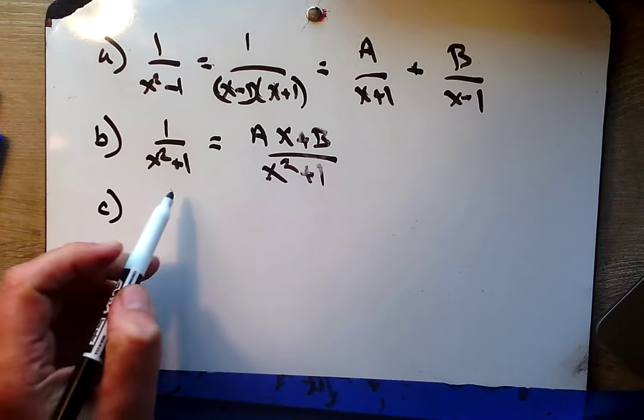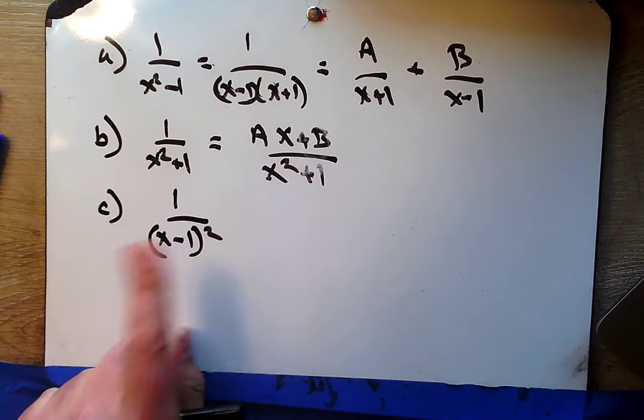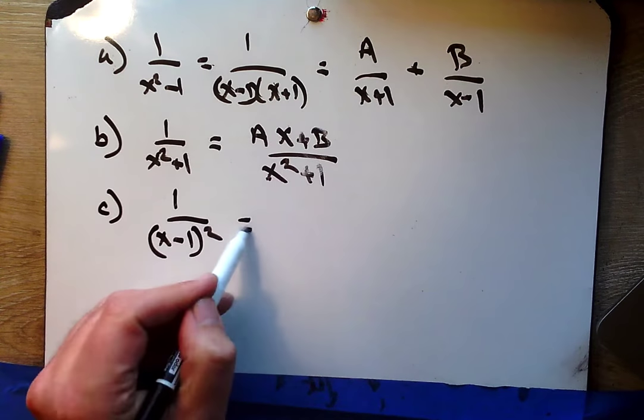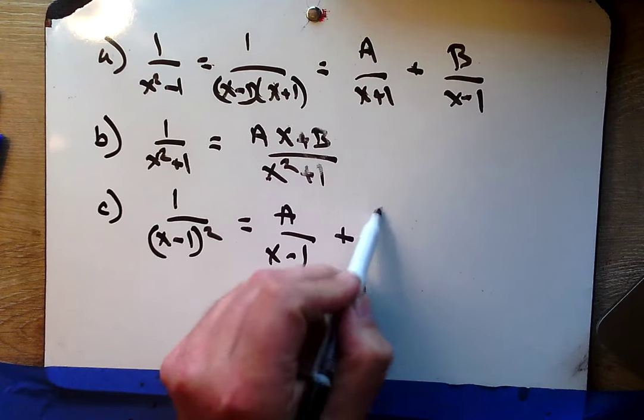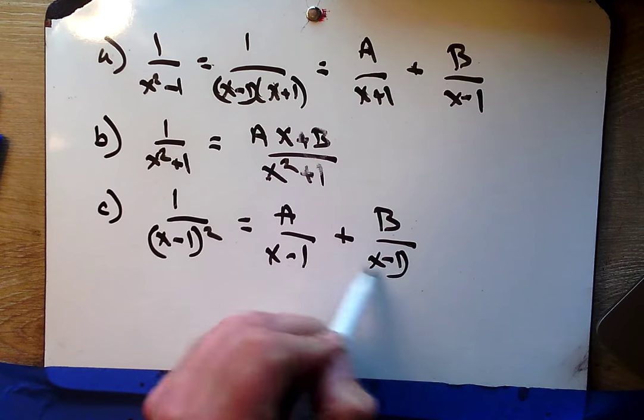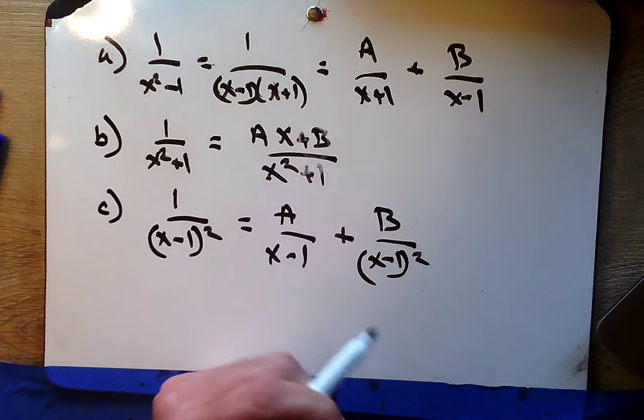And then finally, C looks a lot like a case 2 problem where we have a repeated linear factor. And so we have a over x minus 1 and b over x minus 1 squared. Okay? Show each setup as part of your explanation. Well, you heard me explaining. Here are my setups. I'm moving on.